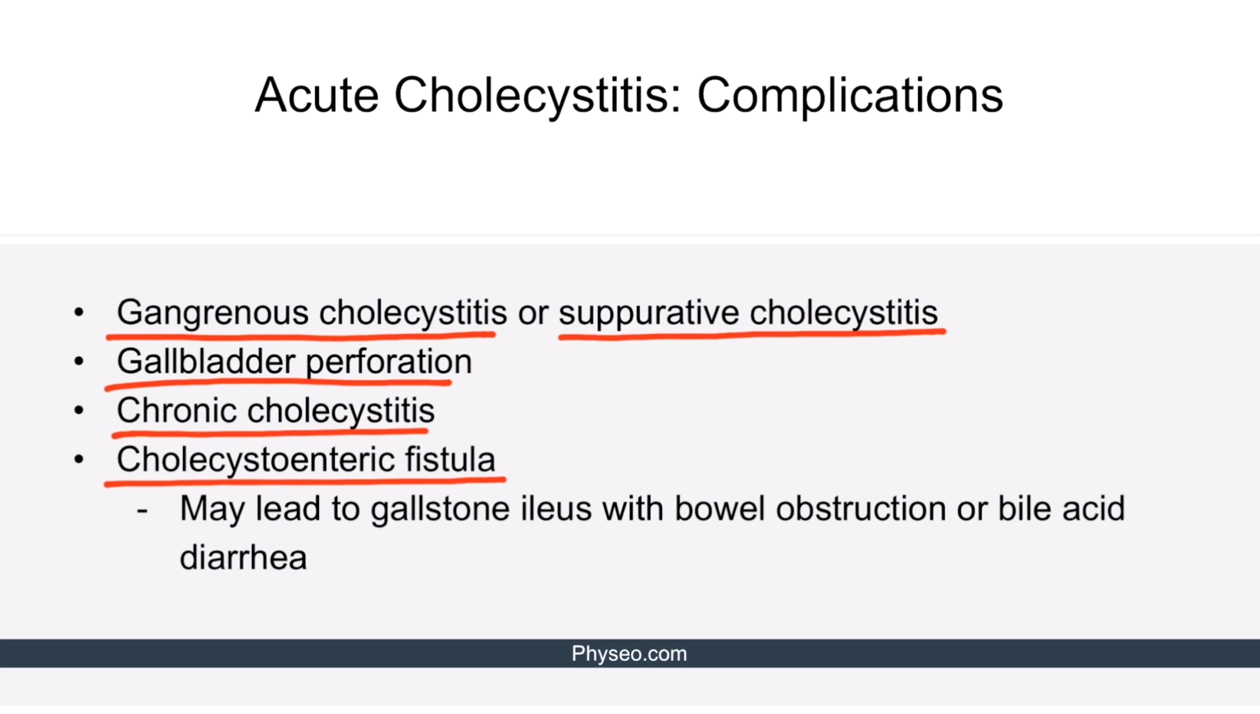This can lead to the passage of stones into the intestines and subsequently cause obstruction in the intestines, leading to signs and symptoms of ileus. This is called gallstone ileus and can present with symptoms of bowel obstruction. Patients with a cholecystoenteric fistula may also have bile acid diarrhea due to excessive amount of bile acids present in the colon.